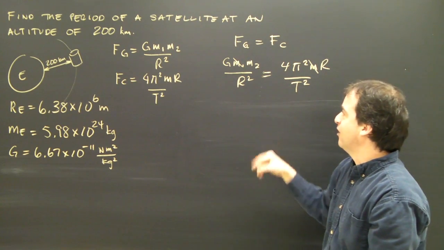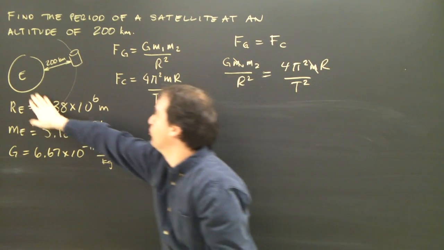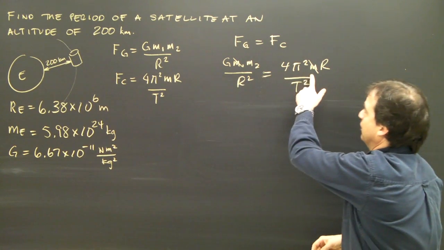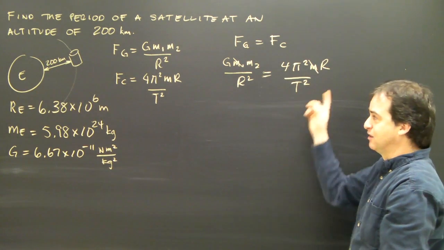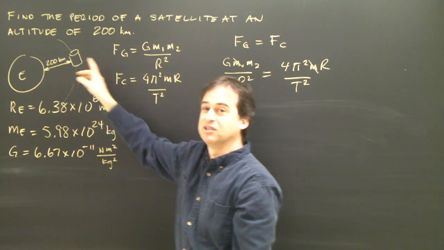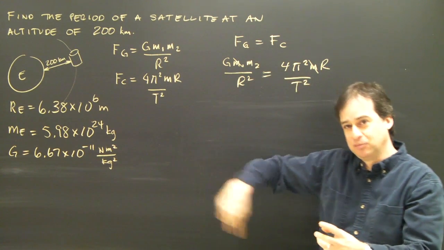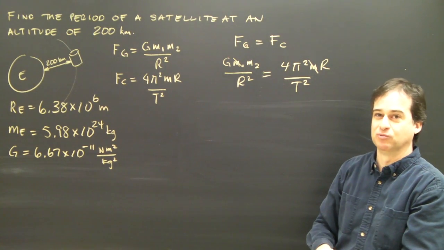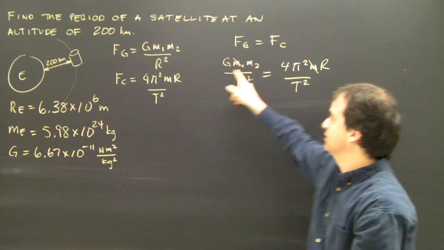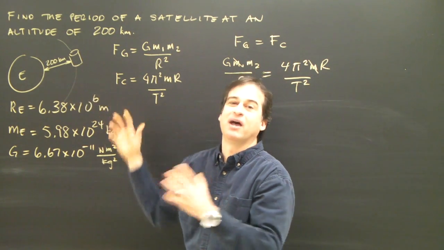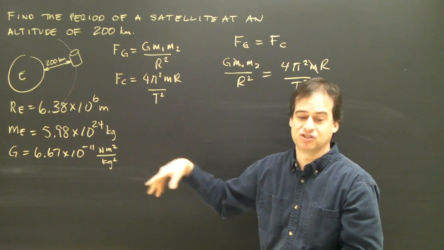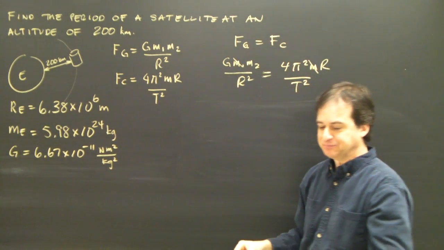Now, in this formula, I have both masses, the mass of the Earth and the mass of the satellite. In this formula, I have another mass. This mass here is the mass of the satellite, because with the centripetal force formula, the mass you plug in is the mass of the object doing the rotating. So I can cancel out that mass. That tells me it doesn't matter what the mass of the satellite is. Any satellite you put in that orbit under these conditions will do what this satellite is doing.